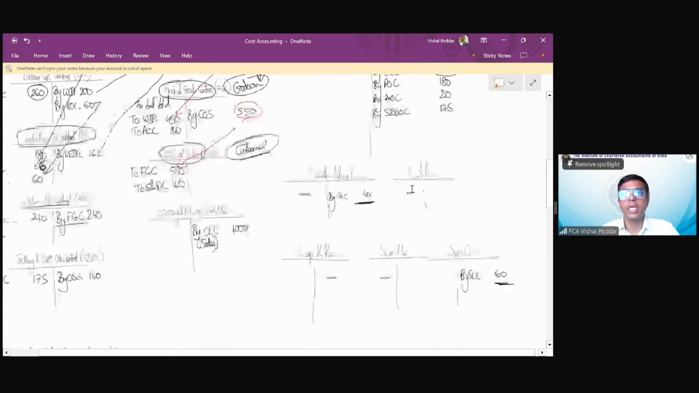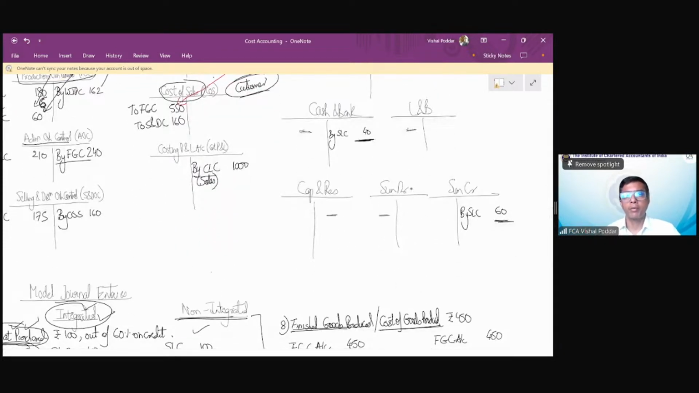Had this been integrated, so here I will not write by CLC, I will write by cash bank. So cash bank will be debited to cost P&L 500. Also, I would have written debtors. So debtors would get debited to cost P&L 500. So 500, 500, cost P&L credit is 1000. So had this been integrated, instead of CLC, there would have been two accounts, cash and bank and sundry debtors.